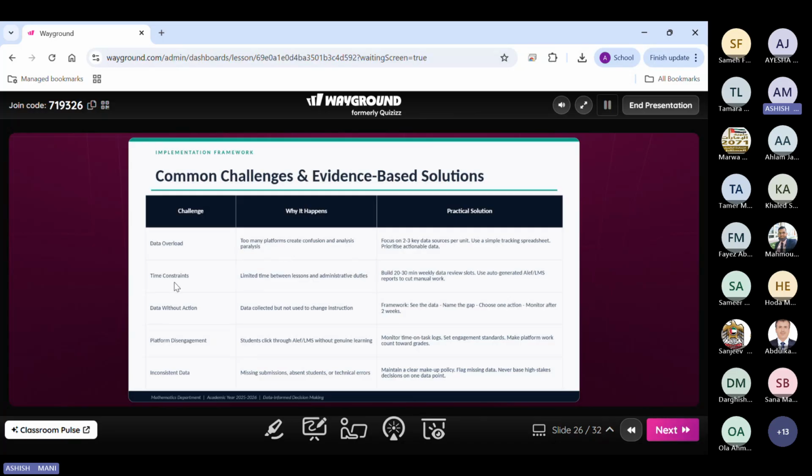And time constraint, we have a challenge that, you know, we all have many classes and other duties also. We cannot do this kind of data every day, but once in a week or once in a month, we can do this to check where we have to provide intervention to our students. Now, data without action.